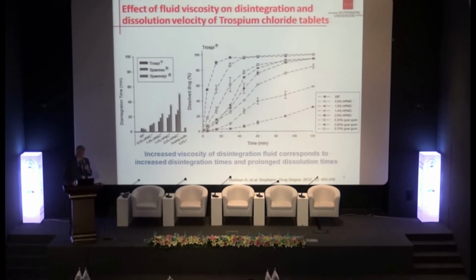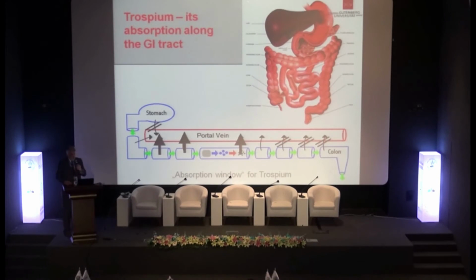And also, if we consider that trospium is a drug which has a preferential absorption in the upper small intestine, as you see here. This is a symbolization of the GI tract. We have the stomach, we have stomach emptying, and then we have a number of compartments here: duodenum, jejunum, ileum, and then the colon. And it is known for this drug that it has a carrier-mediated absorption in the upper small intestine, and is no longer absorbed in the lower parts of the intestine.